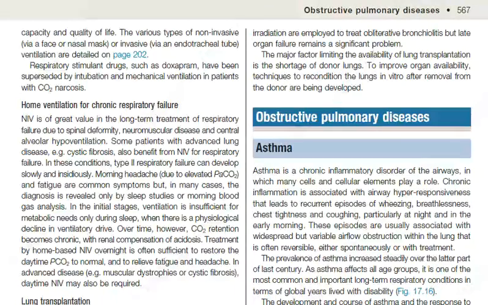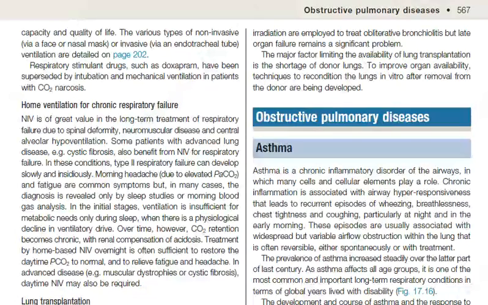Respiratory stimulant drugs such as doxapram have been superseded by intubation and mechanical ventilation in patients with carbon dioxide narcosis. Home ventilation for chronic respiratory failure. NIV is of great value in the long-term treatment of respiratory failure due to spinal deformity, neuromuscular disease, and central alveolar hypoventilation. Some patients with advanced lung disease, for example cystic fibrosis, also benefit from NIV for respiratory failure.